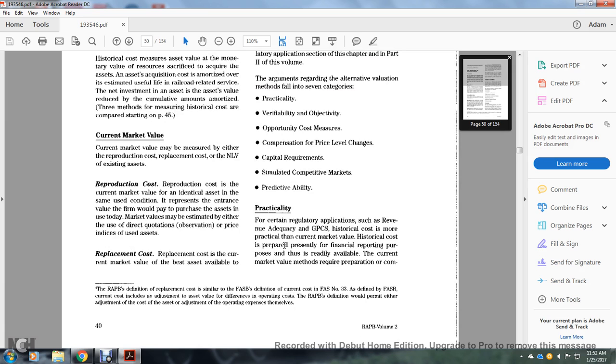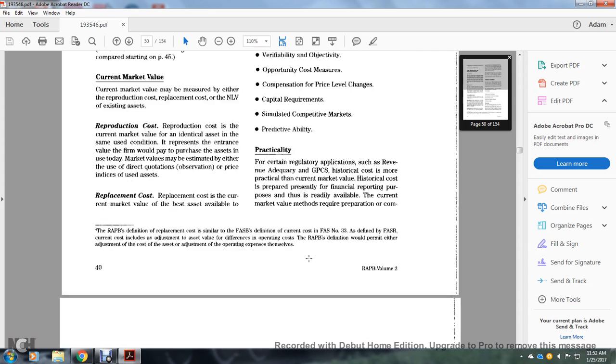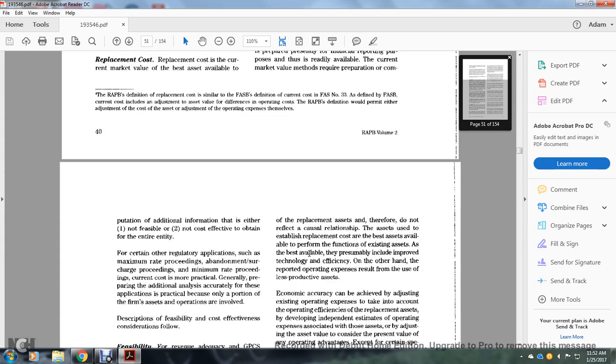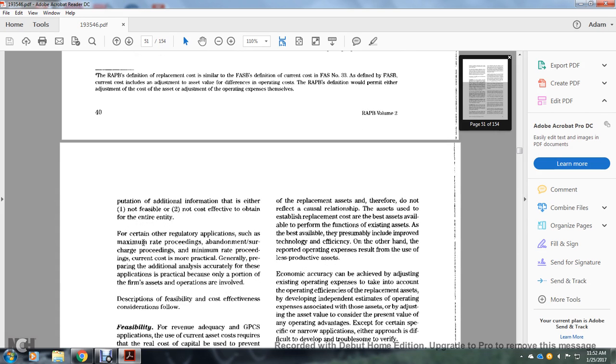Practicality: for certain regulatory applications, such as revenue adequacy and the government's purpose costs, general purpose cost systems, historical cost is practical, as historical cost is prepared presently for financial reporting purposes and is readily available. The current market value methods require additional information for preparation of computation, which is either not feasible or not cost effective to obtain for the entire entity.